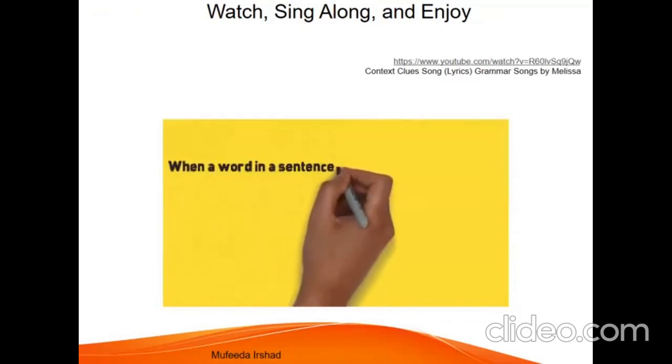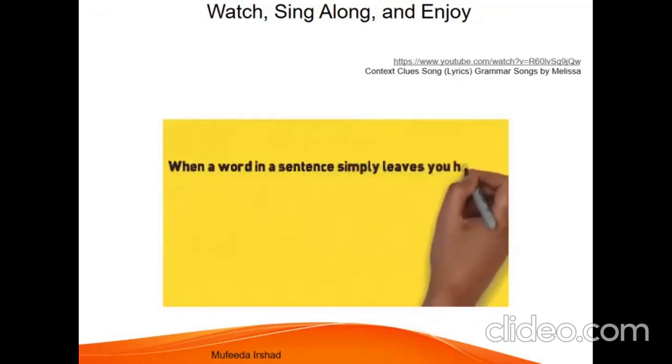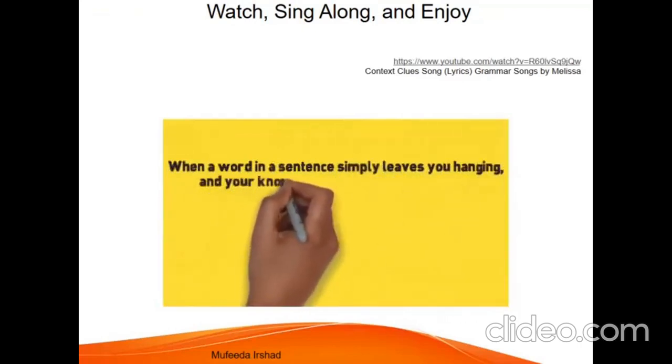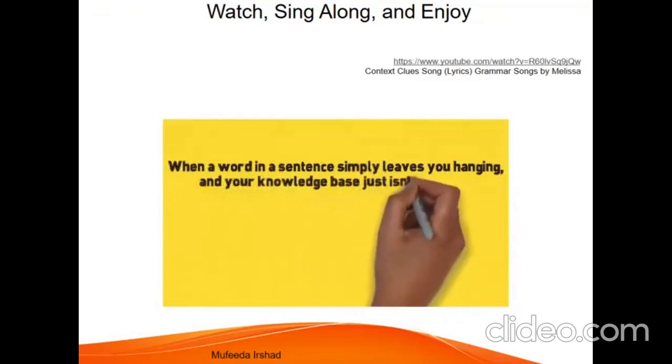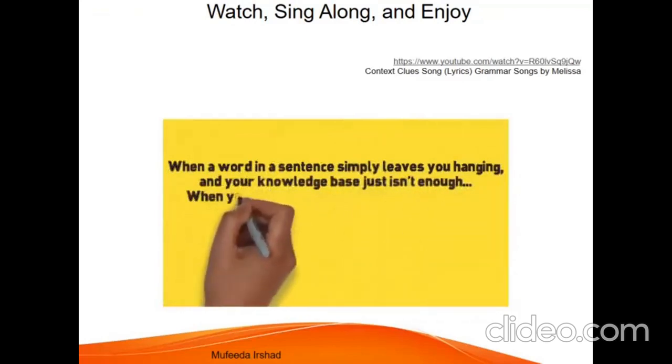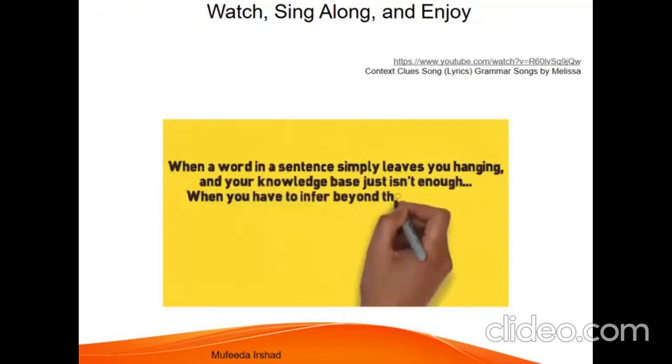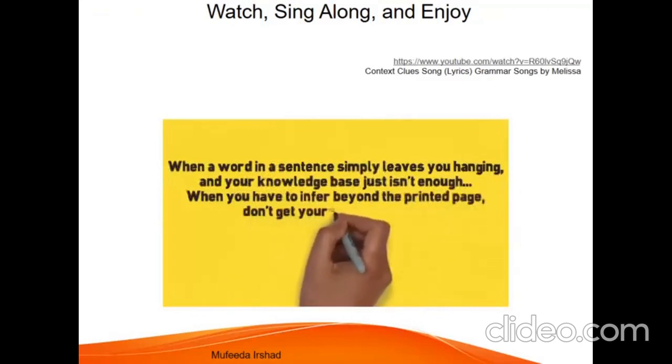When a word in a sentence simply leaves you hanging and your knowledge base just isn't enough, when you have to infer beyond the printed page, don't get yourself all in a tizzy.